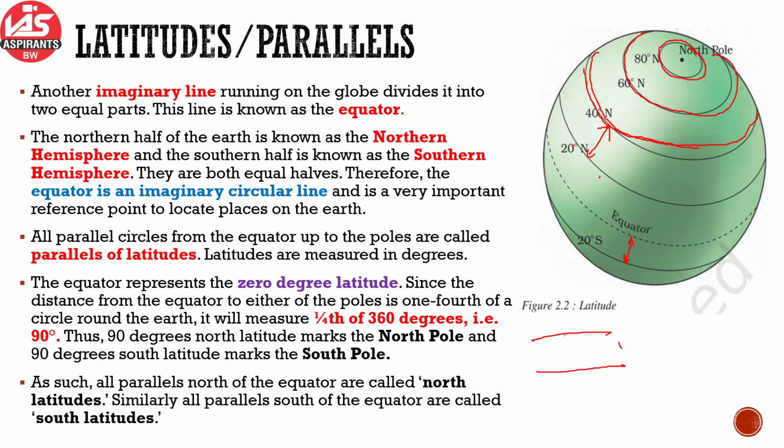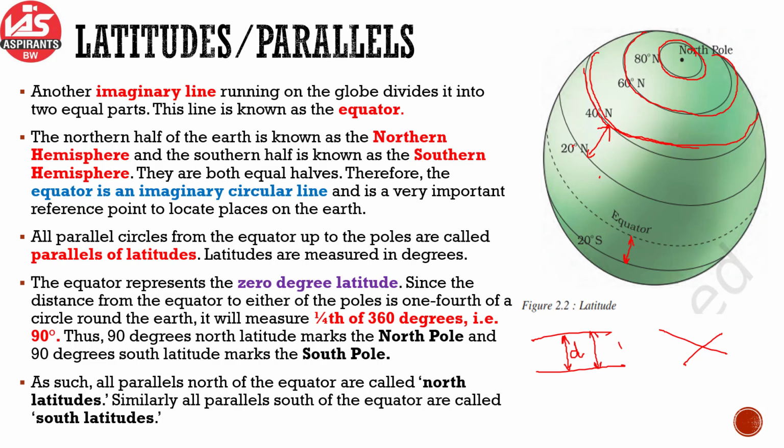Parallel lines are those lines which have the same distance in between them and they never intersect. So even up to infinity, they will never intersect or cross each other. They will have the same distance between them. And if you see the figure over here, you can clearly see the lines here are parallel to each other. That means they have the same distance between them.